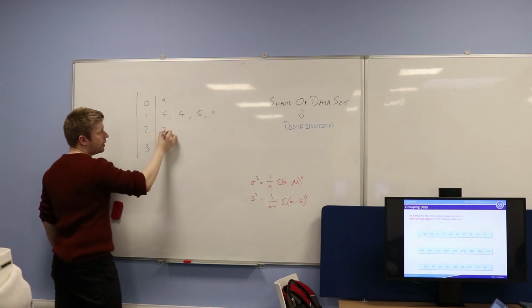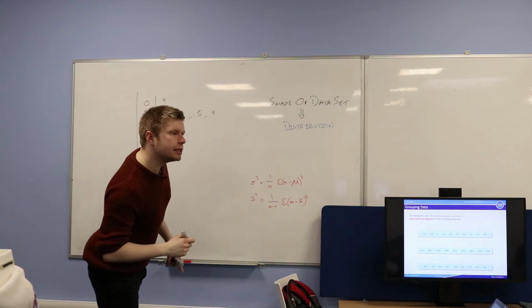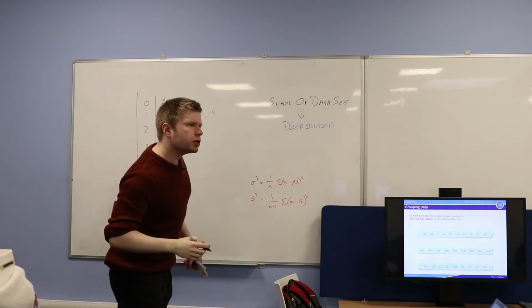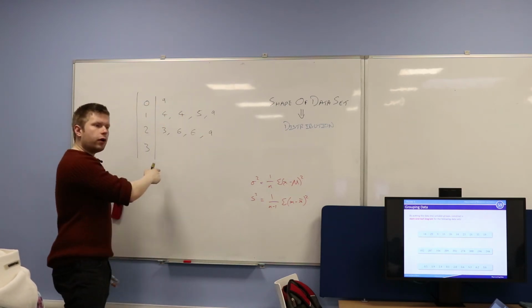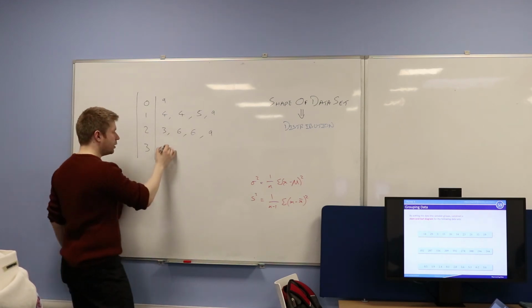So my first one would be 3 to represent 23. The next one would be 26, and I've got 2 of those. So I go 26, 26. And then what's the last one? 29, so I just put 29 there. What would go here in my 30s? It'd just be 35, because there's only 35 there.